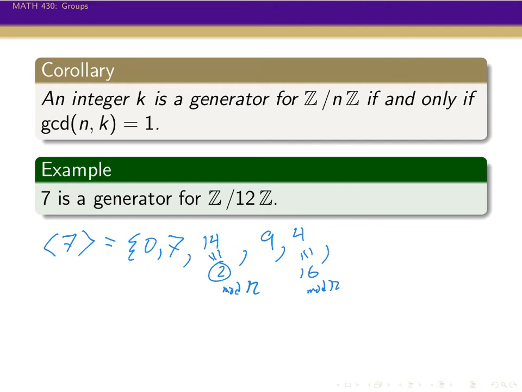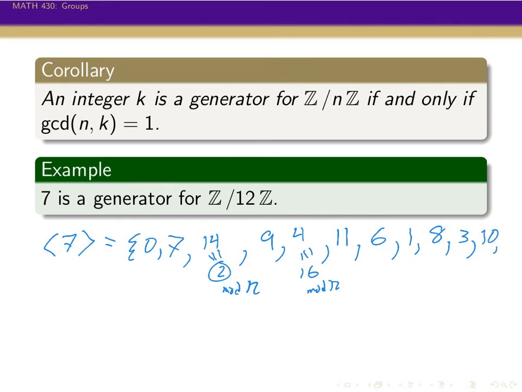And then 4 plus 7 is 11. Add 7 again, we get 18. Reduce mod 12 gives us 6. And then 7 plus 6 is 13, which gives us back 1. And then 7 plus 8 is 15, which we reduce mod 12. So 15 mod 12 is 3. And then add 7 again, and we get 10.